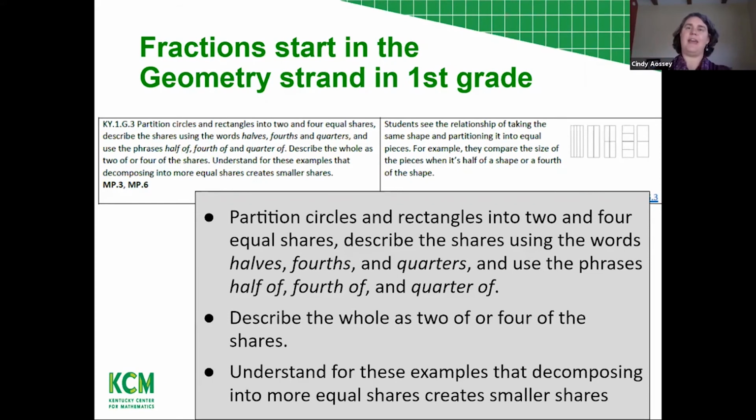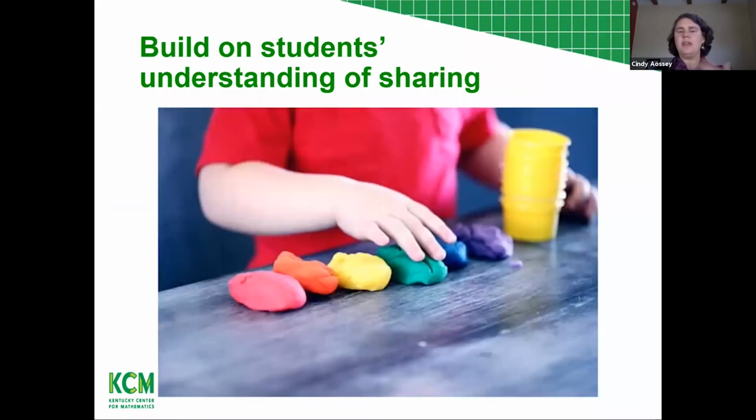So our standards are aligned to these good recommendations that are saying, start building on students' intuitive understanding of sharing by having them in 1st grade sharing out, partitioning circles and rectangles into 2 or 4 equal shares, and start using those words. Key idea there, using the words halves, fourths, quarters. Talking about having half of a shape, or fourth of a shape, or quarter of a shape, or of this pie, or of this cake. Talk about what it takes to get back to the whole. It's going to be 2 halves to make 1 whole, or 4 fourths to make that whole. And understand, if I'm sharing with 4, I'm going to get a smaller piece than if I'm sharing with 2.